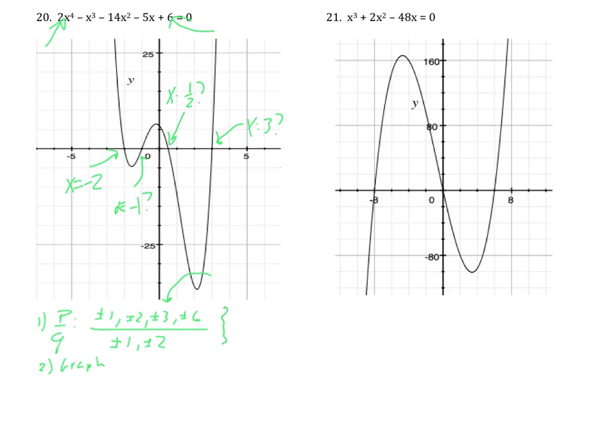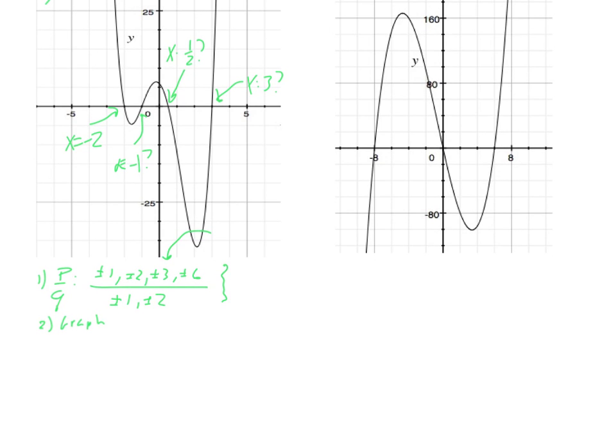Let's take a look here. So we can pick any one of these zeros we want. I'm going to choose some of the integer values first, maybe save that half for later. So now I could plug this directly into the equation, but in this case I'm going to use synthetic substitution. When I do that, I'm going to start with the 3 value. Now, of course, I'm going to use the coefficients from this equation, which are going to be 2, negative 1, negative 14, negative 5, and 6.